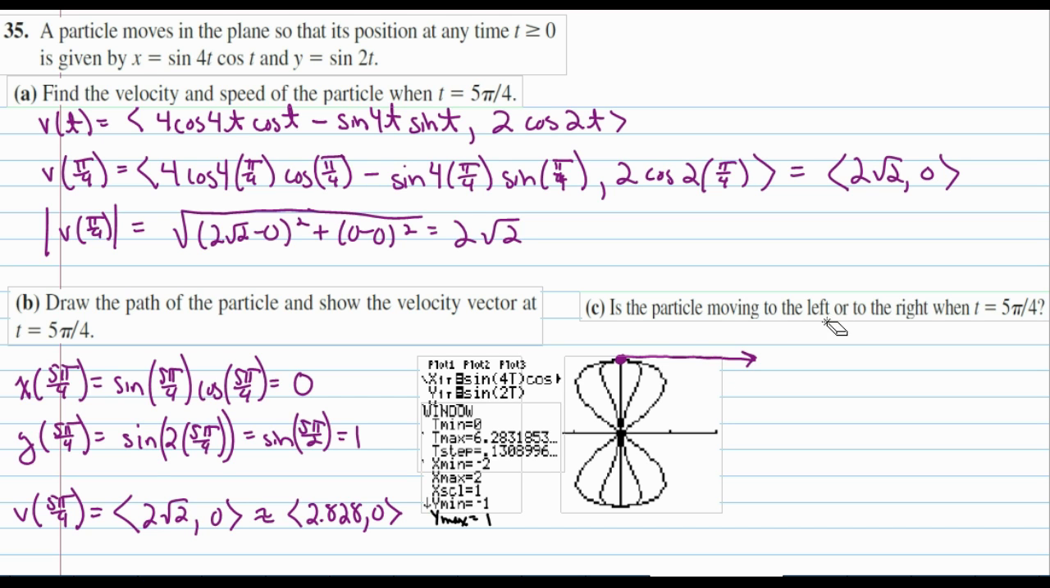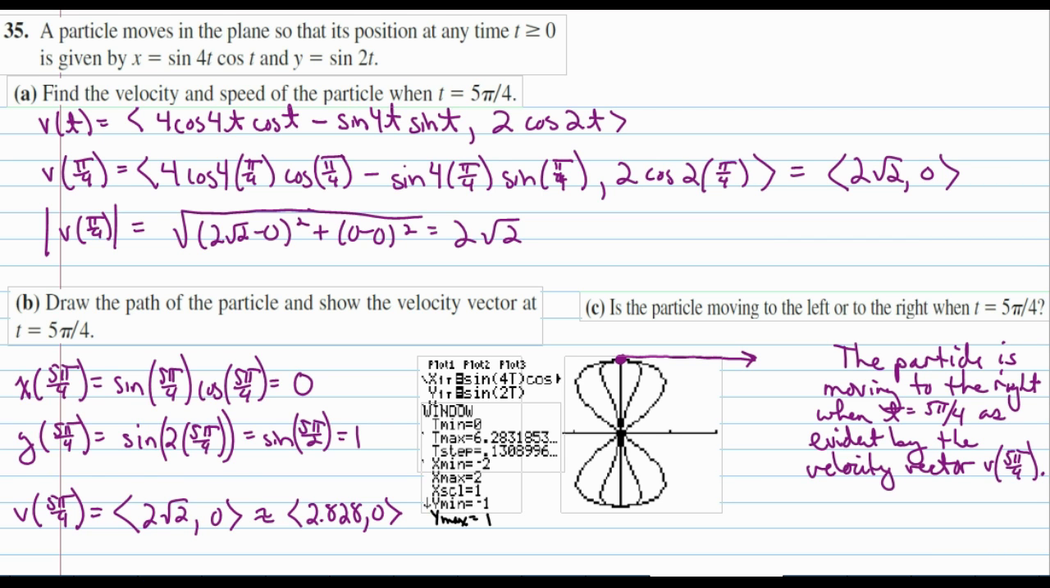Is the particle moving to the left or to the right when t equals 5 pi over 4? Again, my intuitive answer just says the particle is moving to the right when t equals 5 pi over 4, as evident by the velocity vector, not a direction vector, the velocity vector, which is direction, it's just not magnitude 1, so we don't call it our direction vector.